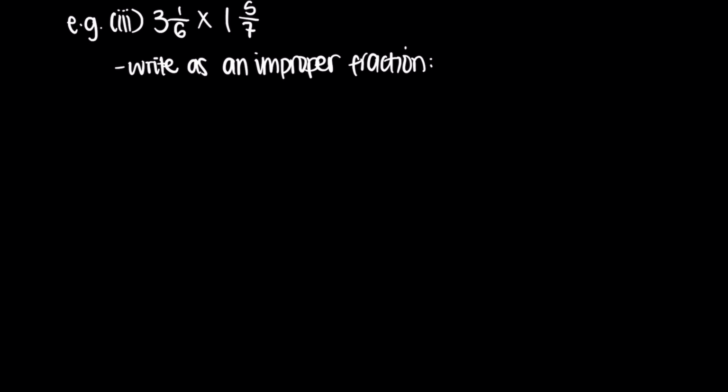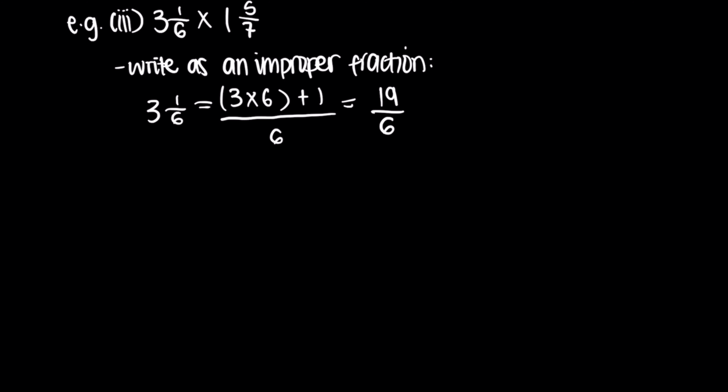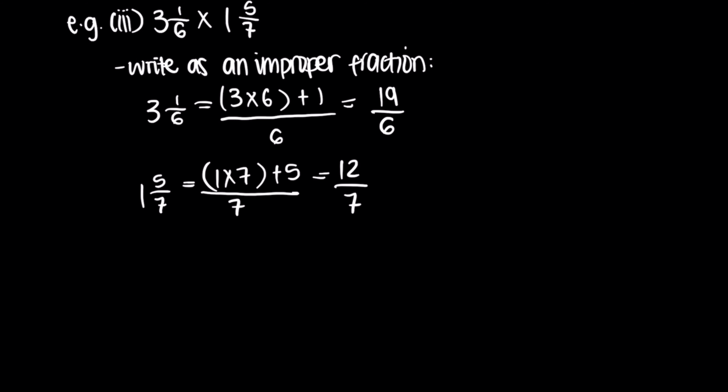Example 3. 3 and 1/6 multiplied by 1 and 5 over 7. When multiplying mixed numbers, we write them as improper fractions. So let's convert 3 and 1/6 to an improper fraction. This becomes 3 multiplied by 6 plus 1 all over 6, which is 19 over 6. And 1 and 5 over 7 as an improper fraction is 1 multiplied by 7 plus 5 all over 7, which is 12 over 7.